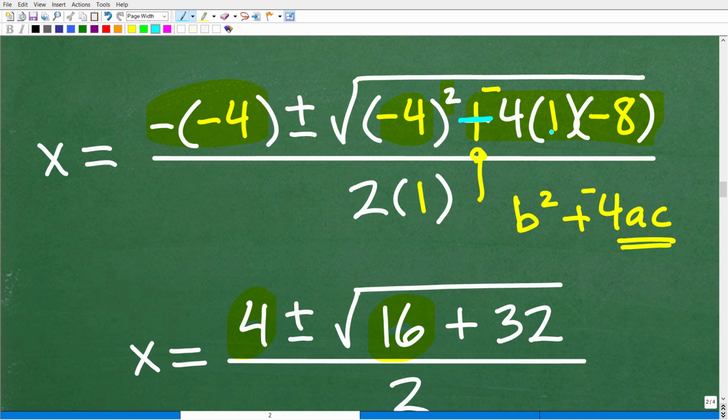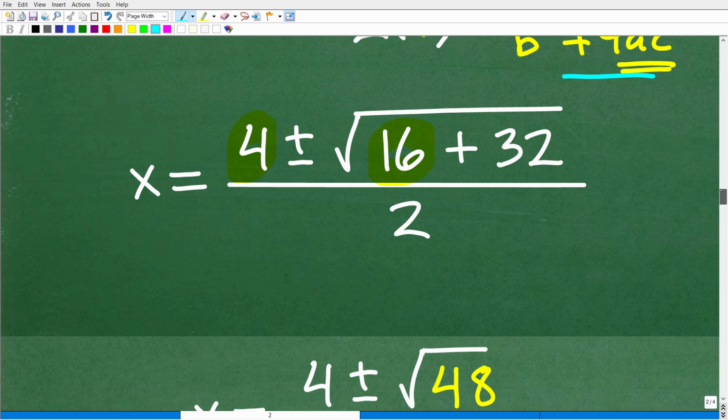Okay, so -4 times 1 times -8. So we have a negative times a negative. You've got to really pay attention here. It's going to be a negative times another negative, which is going to be positive. So 4 times 1 times 8 is going to be positive 32. So again, students make mistakes right in here with the sign.